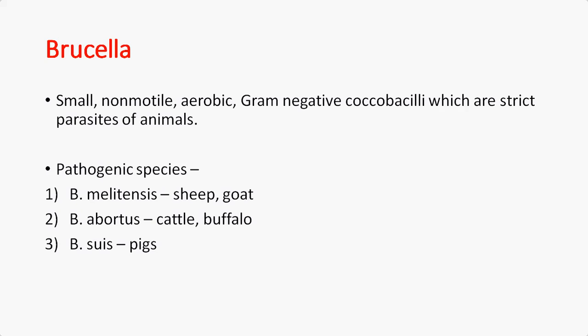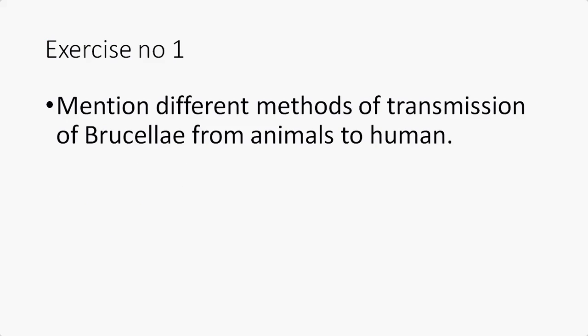Human infection is usually associated with occupational or domestic exposure to infected animals or their products. That is the case for every zoonotic disease: when we come into contact with infected animals or their products, humans also get the infection. The pathogenic species are Brucella melitensis, which is associated with sheep and goat, Brucella abortus associated with cattle and buffaloes, and Brucella suis affecting mainly pigs.